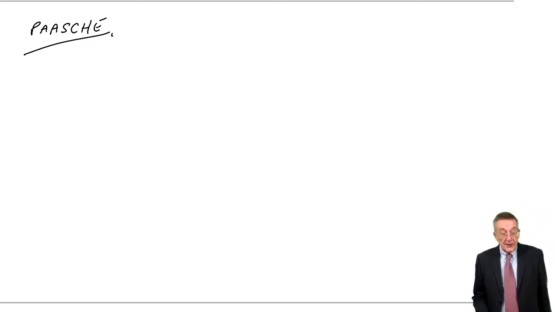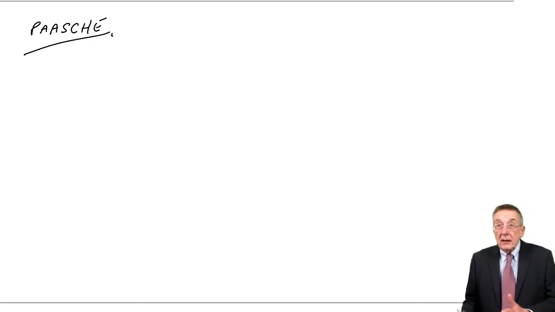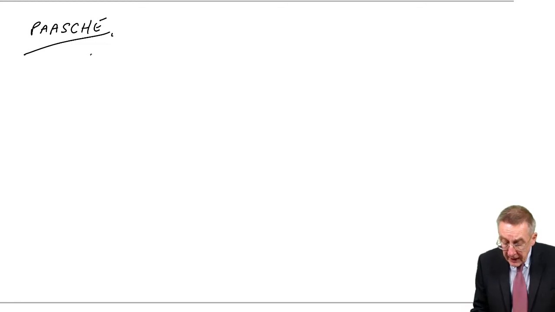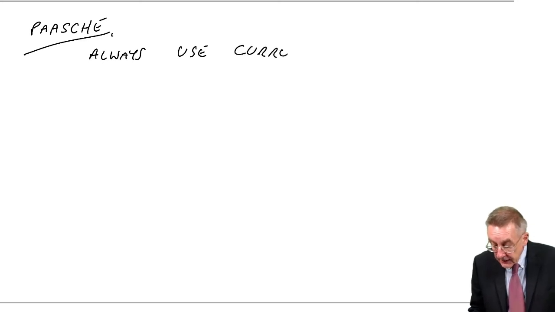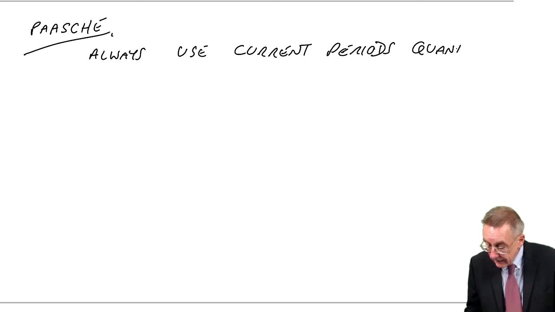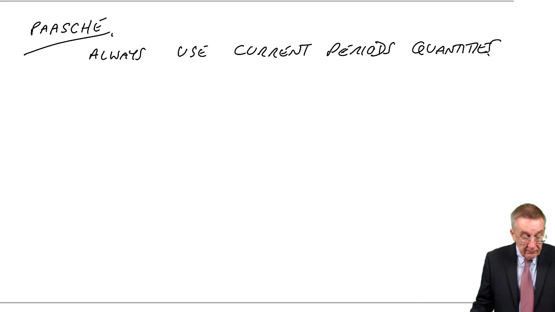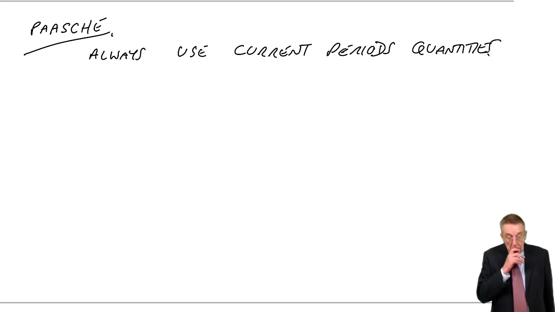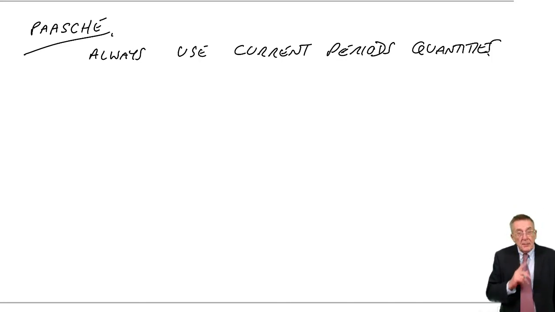And what Paasche does, same sort of thing, but we always use the current period's shopping basket, or the current period's quantities. Now this is a bit more complicated.